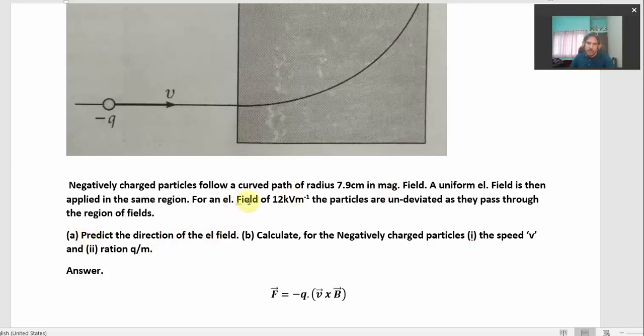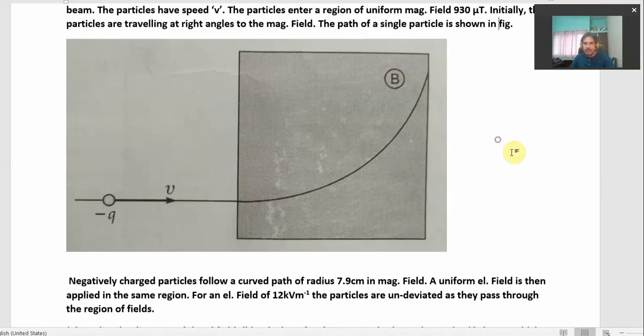If this much electric field can be applied in this region so that the particles go straight undeviated, that means this negatively charged particle will move along this direction due to the magnetic Lorentz force, because the magnetic Lorentz force will be pulling the charged particle in the upward direction. So the electric field should be applied in such a way that it pulls the negatively charged particle in the downward direction, and the force exerted by the electric field should be equal to the magnetic Lorentz force. Due to that, the charged particle will go straight, undeviated.